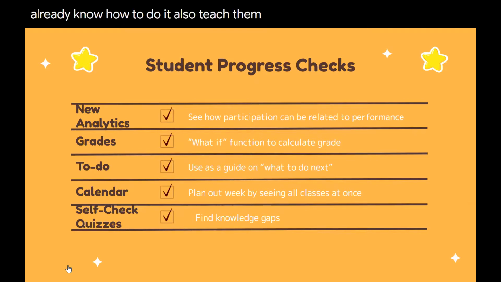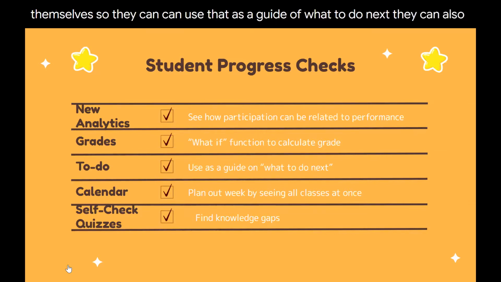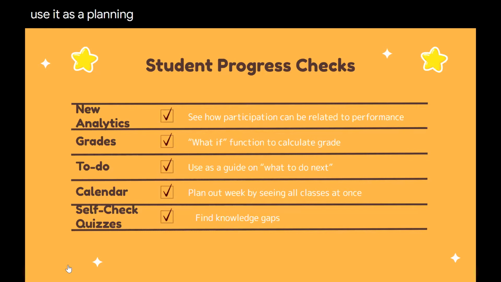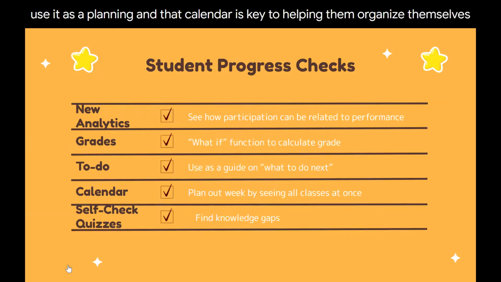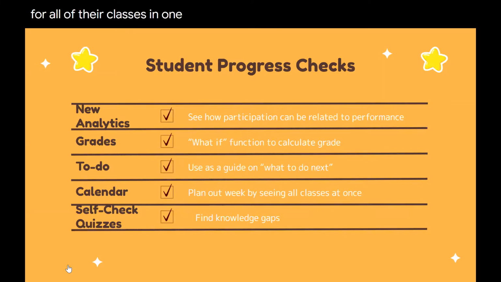Also, teach them to create their own to-dos in their Canvas calendar. You don't have to do it for them. They can do it themselves, so they can use that as a guide of what to do next. They can also use it for planning. And that calendar is key to helping them organize themselves for all of their classes in one place.